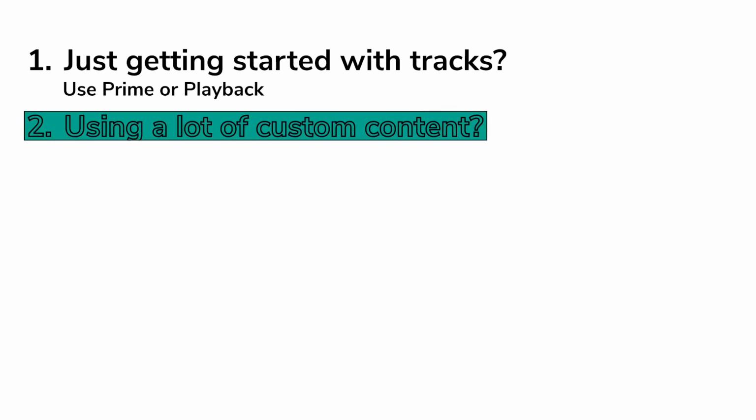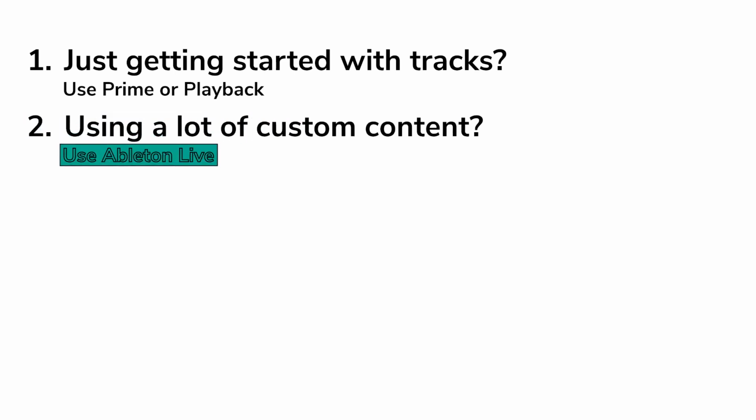Number two, if you're using a lot of custom content, please use Ableton. Where Playback and Prime both fall short is the need to upload content, to add time signatures, tempo changes, markers to that content. Use Ableton if you're using a lot of custom content, or particularly if all of your content is custom content.